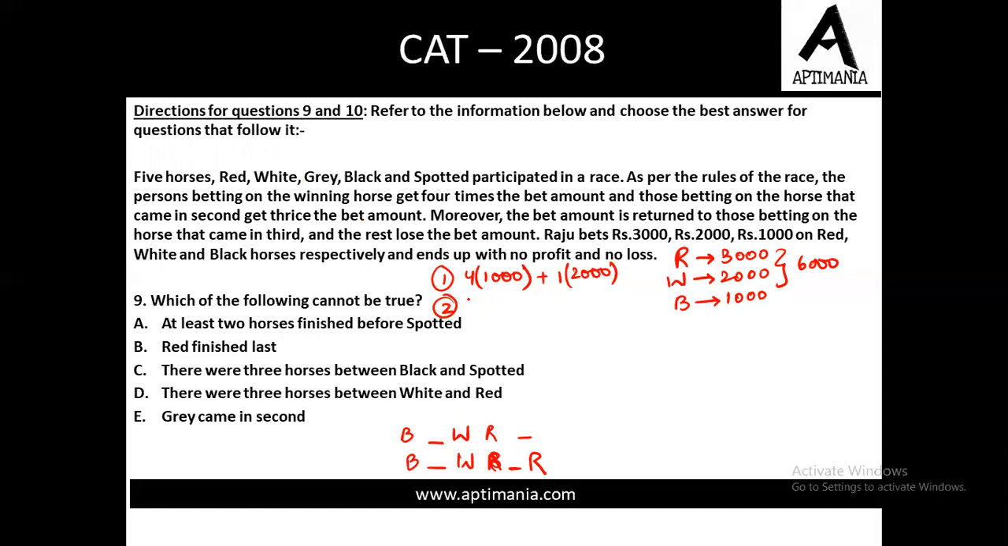Second case is possible when we may have black on the second position, so we'll be earning 3,000 plus red on the third position. So if red is on the third position, again we can have two cases for the same. It can be any horse on the first position, then black on the second position, then red on the third position, then your white horse can be on the fourth position, or white horse can be on the fifth position. So we have drawn the cases accordingly, right?